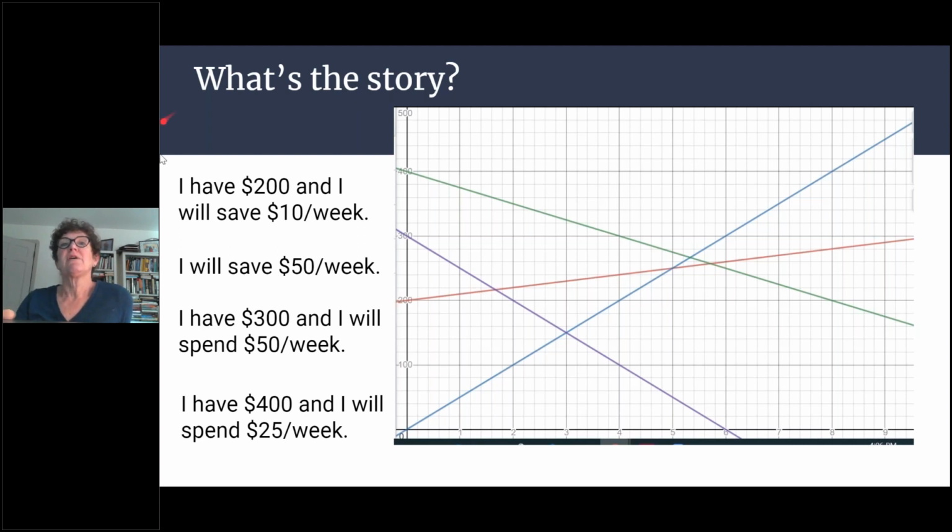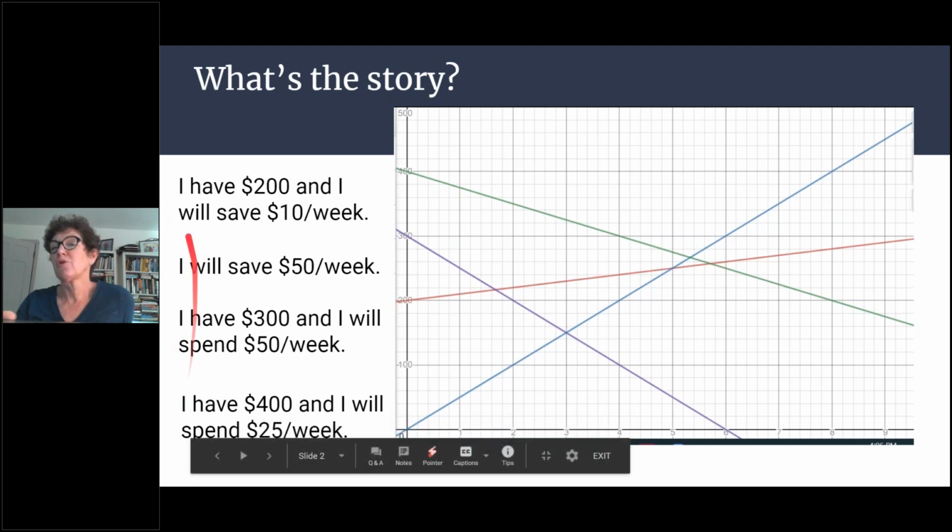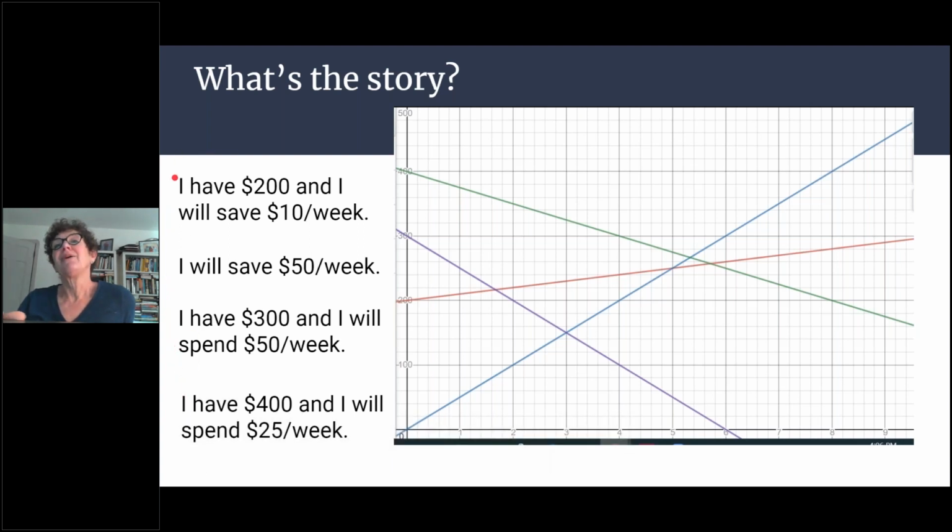So you can see over here, I have 4 different stories. They're very short ones, but they tell us a lot. So I have $200 and I plan to save $10 a week. Which line represents that story?